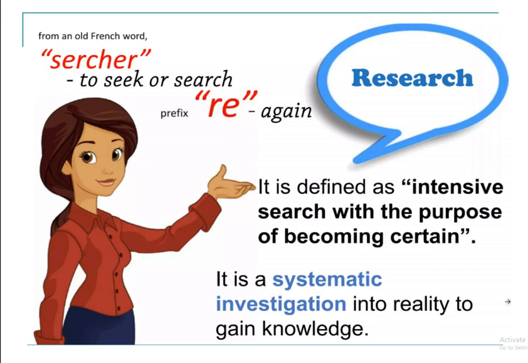Before going into the research paper, let us talk about research. What is research? It is searching again and again for sources about the problem statement we have finalized in the plan phase. So research is nothing but a search about the problem statement and what preliminary work is available for the particular problem statement. As of now, when it is concerned, a researcher is one who seeks or searches about the problem statement. It is defined as an intensive search with the purpose of becoming certain. It is a systematic investigation into reality to gain knowledge.